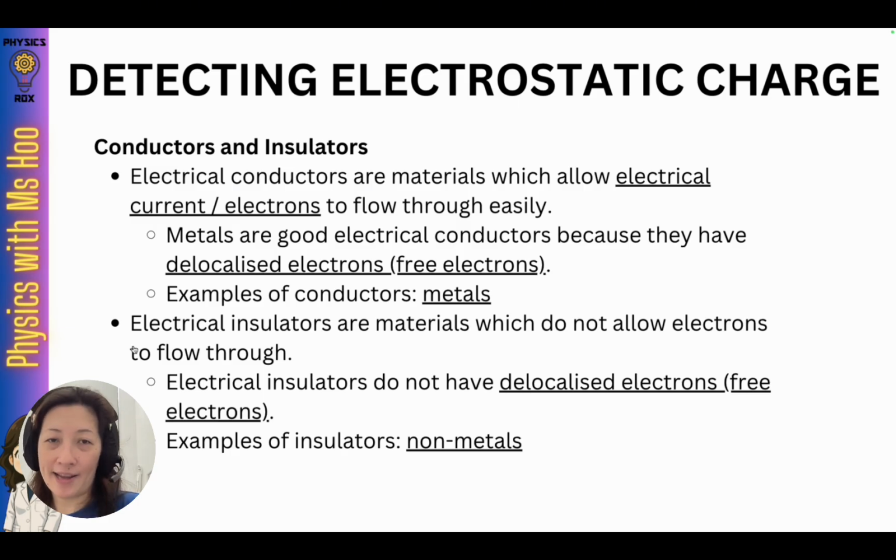Electrical insulators, on the other hand, are materials which do not allow electrons to flow through. The reason for this is because insulators do not have delocalized electrons. That means they do not have free electrons. Electrons are not free to move. So examples of insulators are of course non-metals such as glass, wood, rubber, paper, and so on.